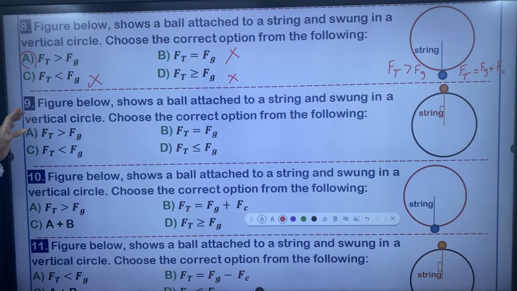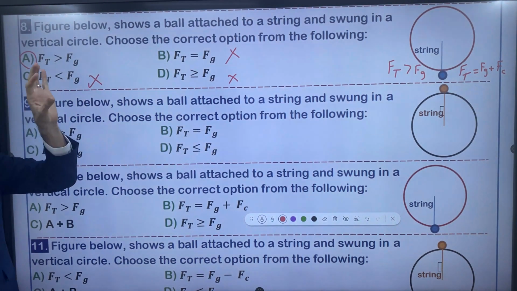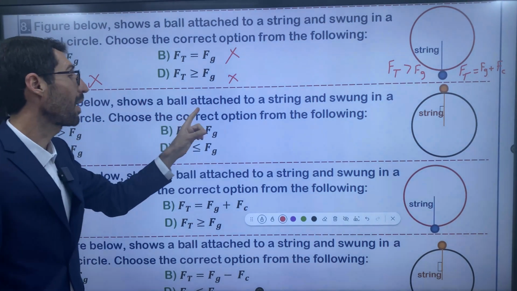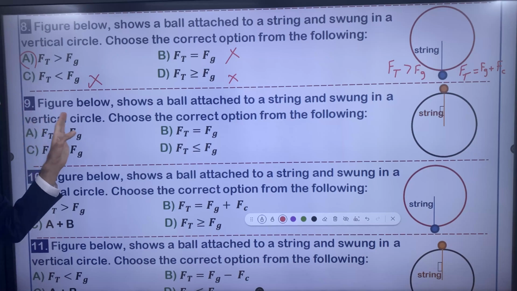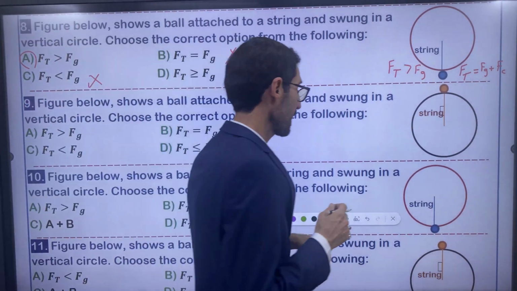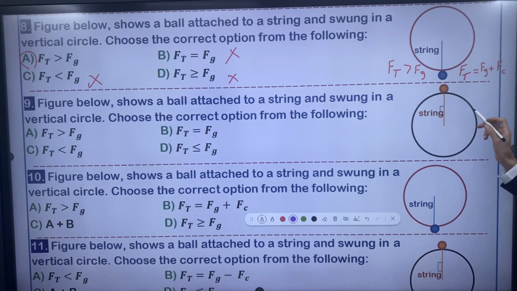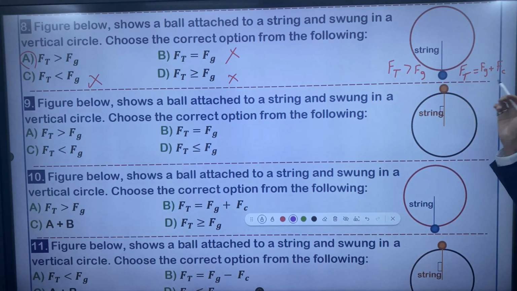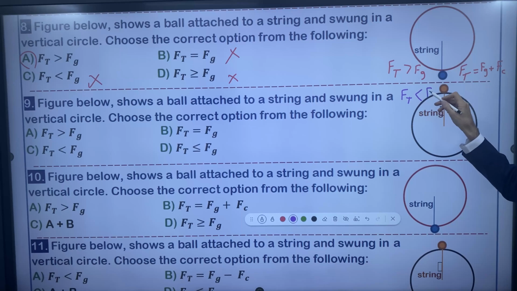Let's move on to question number 9. We have another figure, but the ball is located at the top of the path. The figure below shows the ball attached to a string and swung in a vertical circle. Choose the correct option from the following. Let me jog your memory. I'm going to add one more piece of information here. Whenever you observe a ball at the top of the circular track, you have to say Ft is less than Fg. That's the first one.